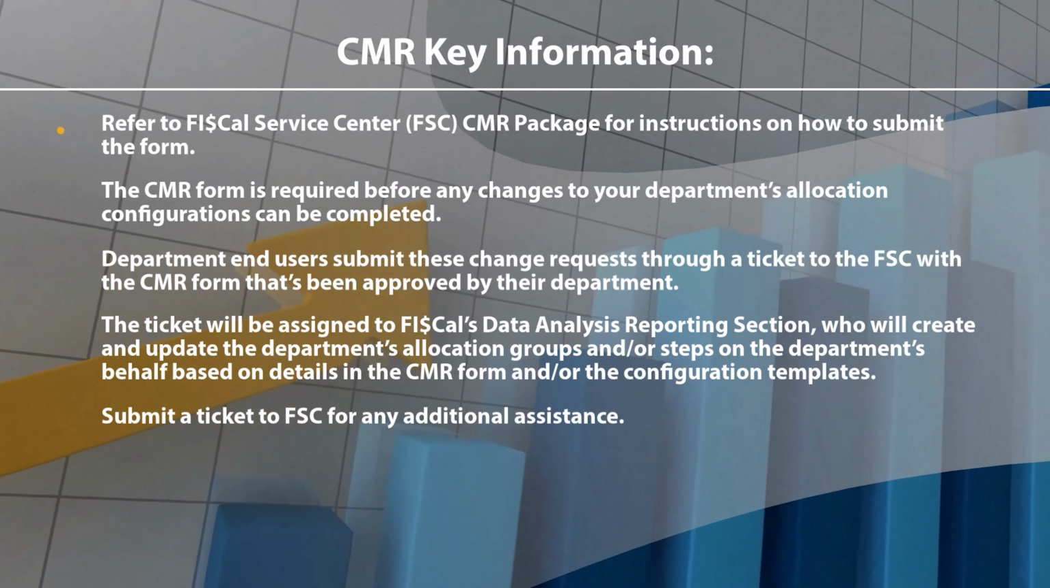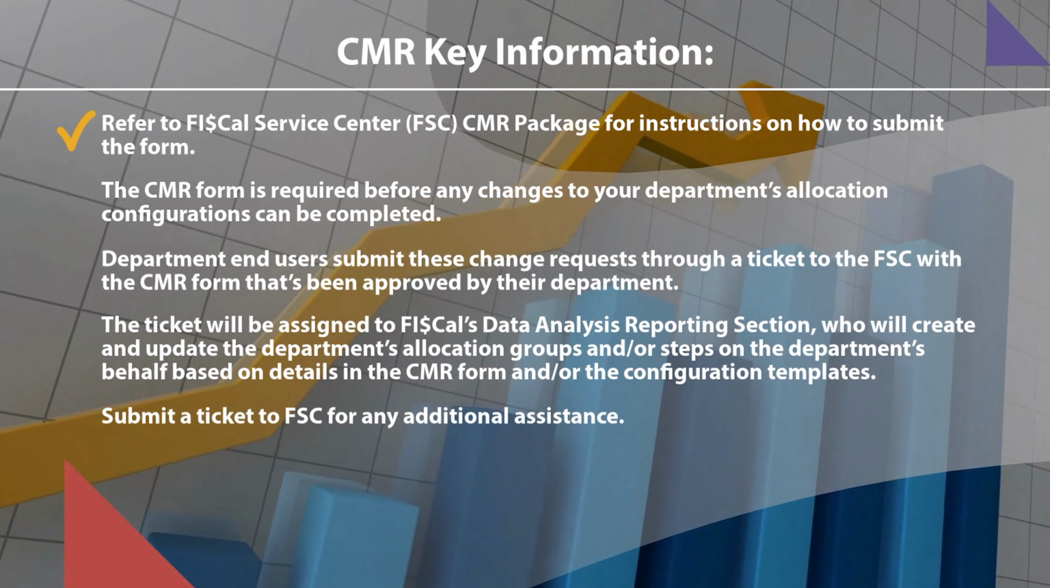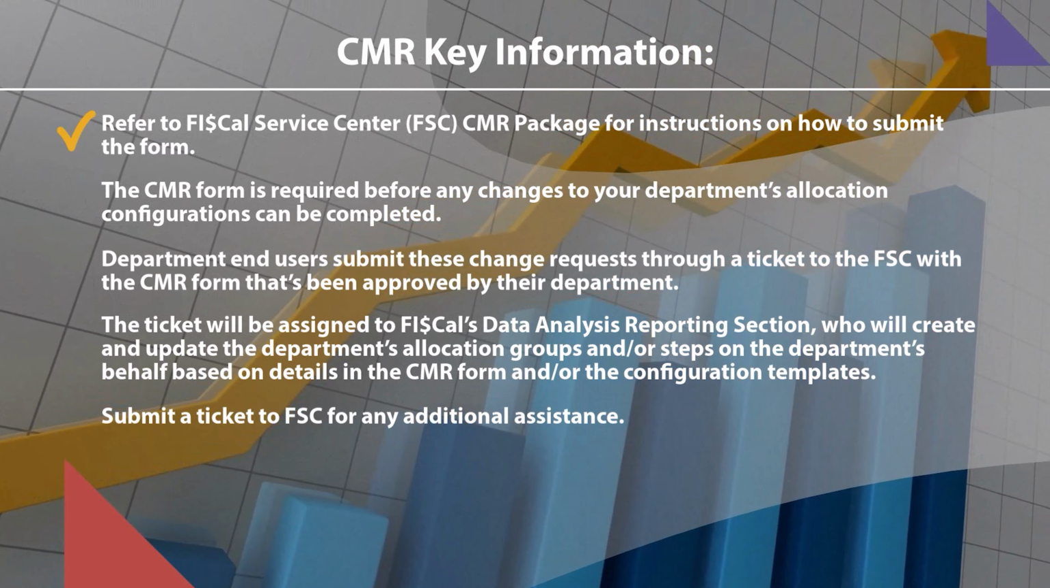Key information: refer to Cal Service Center, FSC CMR package for instructions on how to submit the form. The CMR form is required before any changes to your department's allocation configurations can be completed. Department end users submit these change requests through a ticket to the FSC with the CMR form that's been approved by their department. The ticket will be assigned to Fiscal's Data Analysis Reporting section, who will create and update the department's allocation groups and/or steps on the department's behalf based on details in the CMR form and/or the configuration templates. Submit a ticket to FSC for any additional assistance.